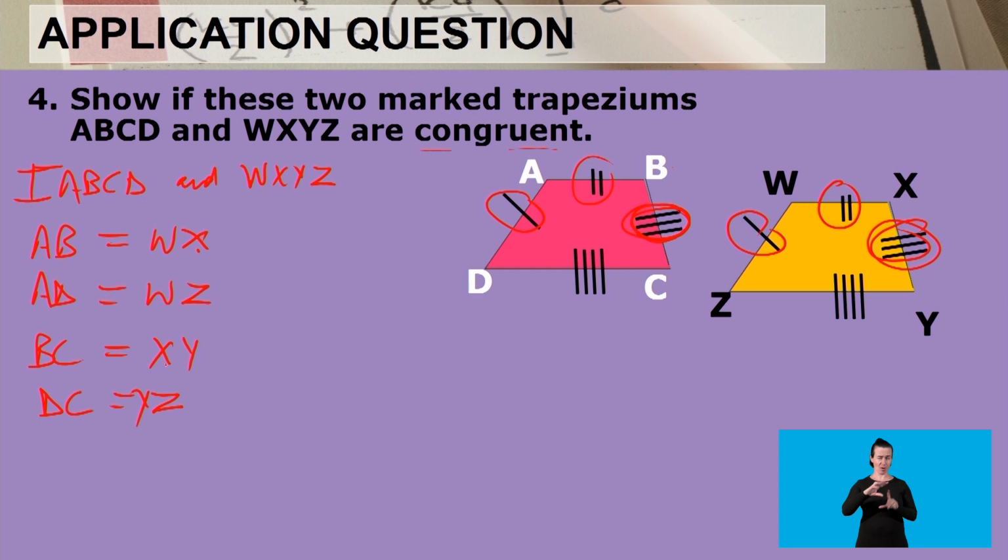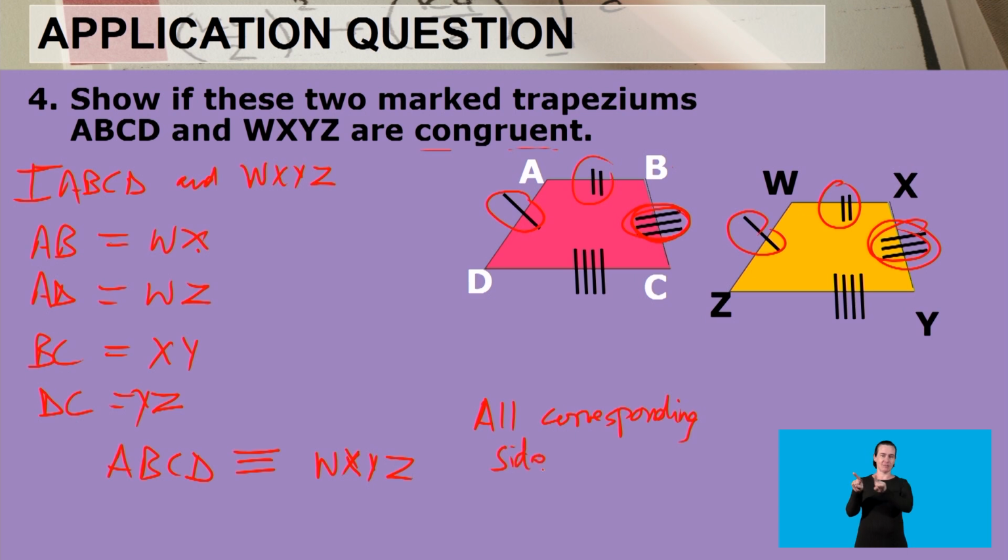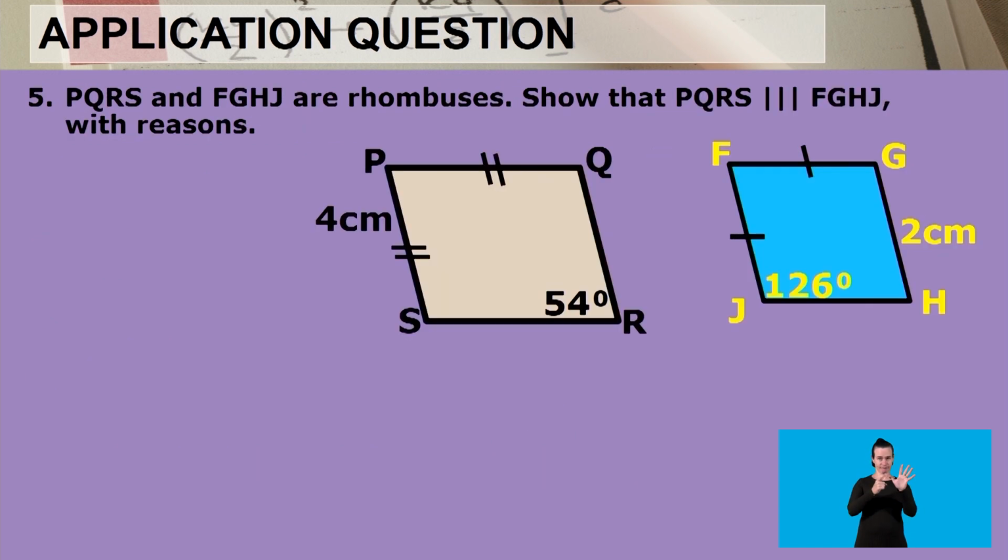And therefore, because all the sides are equal, we then say that ABCD is congruent to WXYZ. And our reason is that all corresponding sides are equal. All corresponding sides are equal. All right. Let's look at the next question.